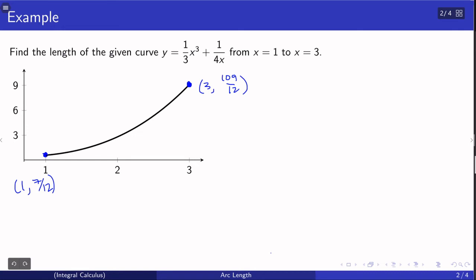So what is my approximation going to look like? Well, remember that from differential calculus, your derivative at a point on your function gives you the slope of the tangent line at that point. And so if I were to compute the derivative at x equals 1 of my function, well, the derivative is x squared minus 1 over 4x squared. And so I plug in 1 into this formula and I get 3 over 4. And that's going to be the slope of this tangent line.